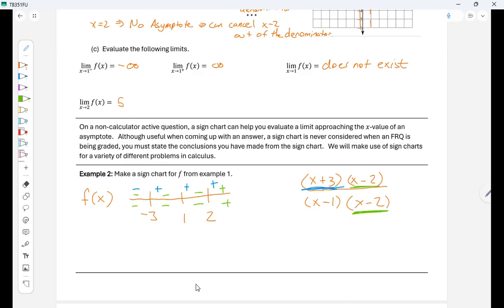And then last but not least, I'll circle around to my x minus 1. And same deal. 1 is its number. It's going to be negative before 1 and positive after it. So I'll do a negative, a positive, and a positive.